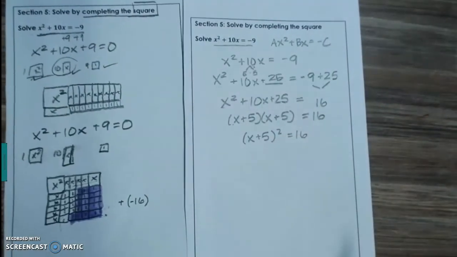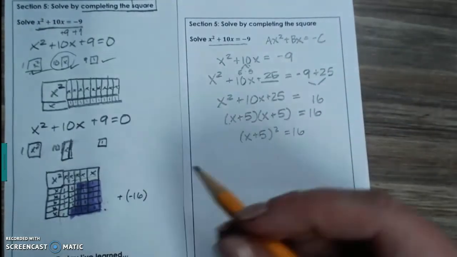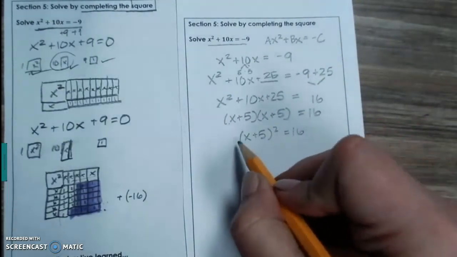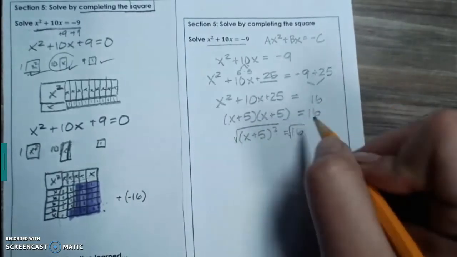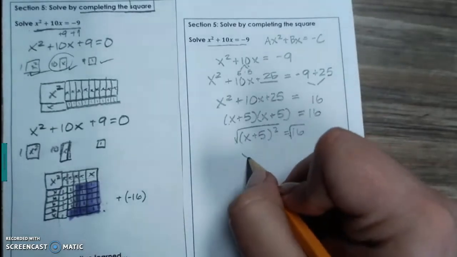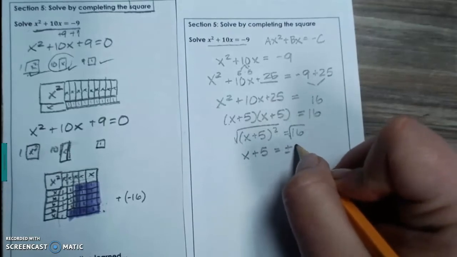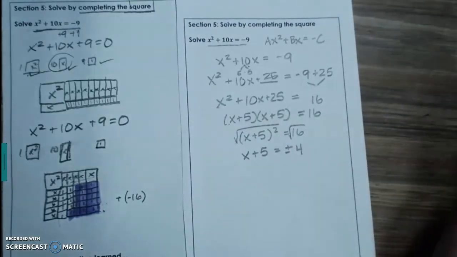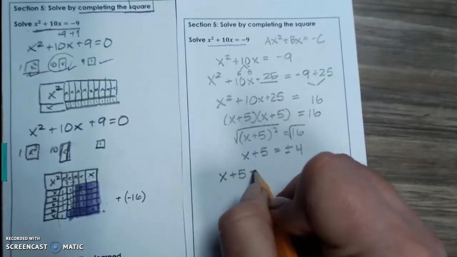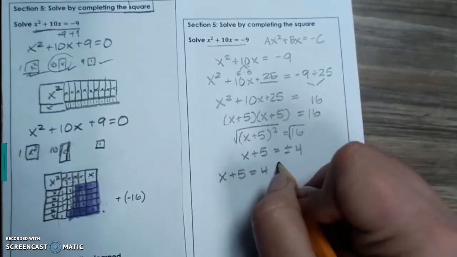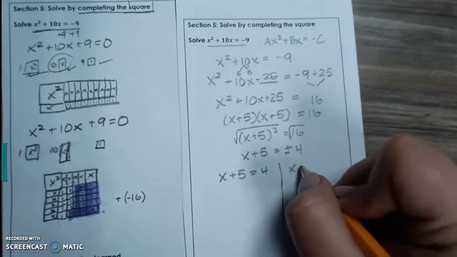Now, in order to solve this, I need to take the square root of both sides. Because this is squared, in order to isolate x, I need to do the inverse operation, or take the square root, and whatever I do on one side, I have to do on the other. So x plus 5 equals plus or minus the square root of 16, which is plus or minus 4, because the square root of 16 could be positive 4 or negative 4. Now I have two separate equations to help me find my x-intercepts or my roots for this quadratic function.